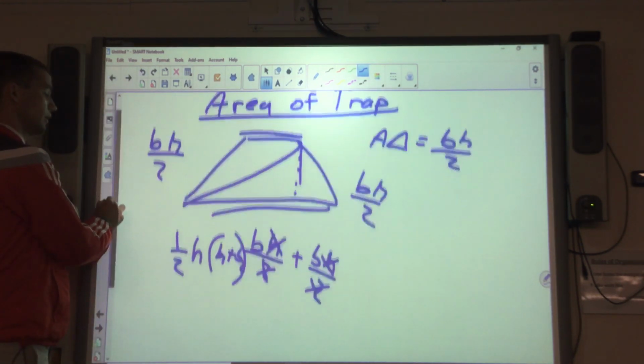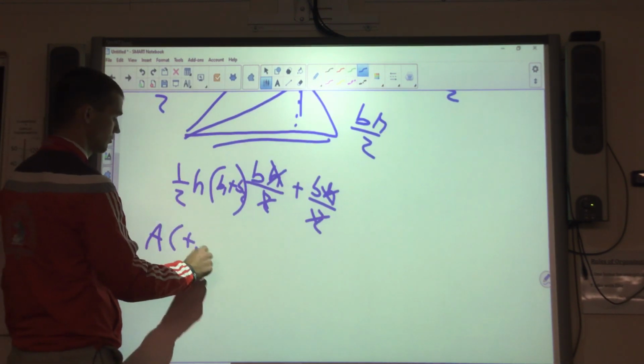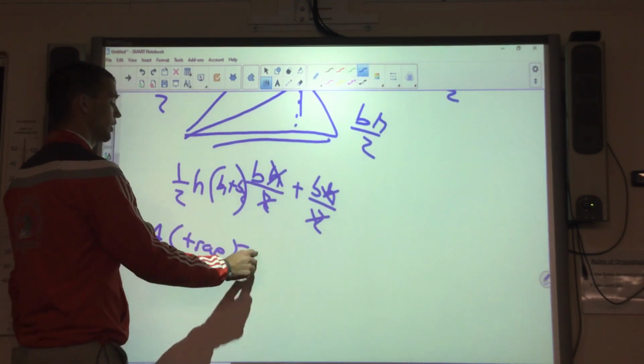And when you look at the area of a trapezoid, 8th grade, not working for me in the back.